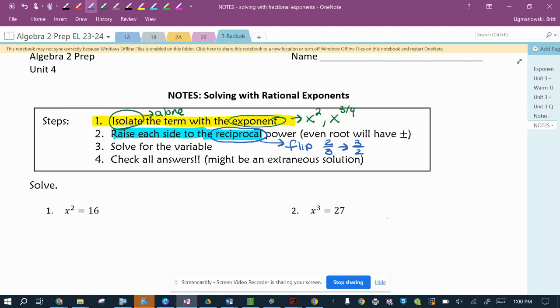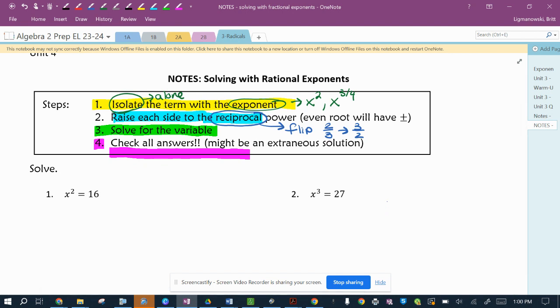And then we're going to solve. And then just like we've been doing, we're always going to check our answers. The reciprocal, I believe in Spanish, is reciproco or reciproca. And again, that's the flip of that fraction. All right, so let's start off looking at number 1.